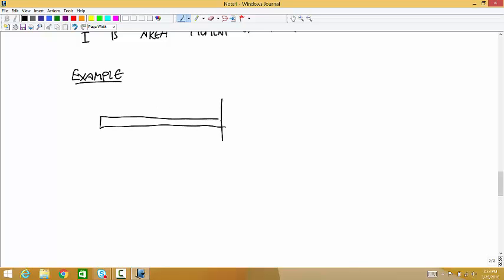So say we have a cantilever beam that's 2 meters long with a mass of 100 kilograms. And let's say that we want to know what's the stress tensor along this line.